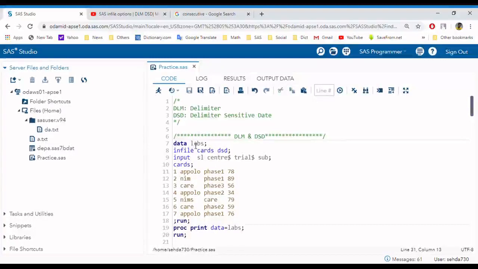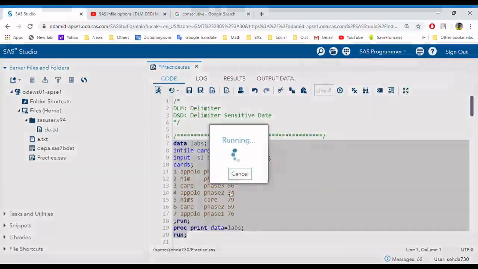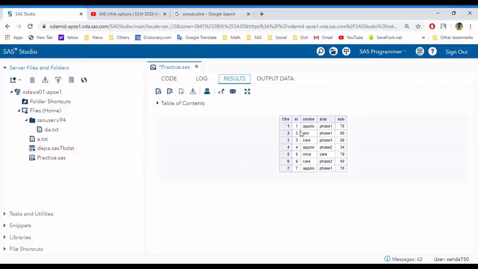In this lab data set, we have 7 observations. If you see those 4 variables, this data which we are giving as an input through this cards to this infile is being separated by space, right? And when we run this code, data will go correctly under their variables. Let's run this. So data is coming up correctly, all the 7 observations.